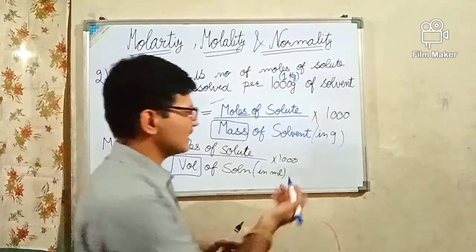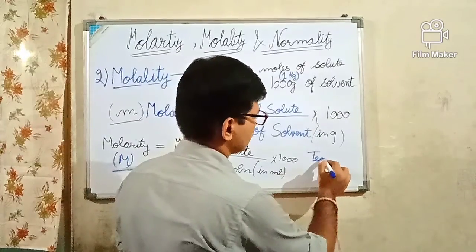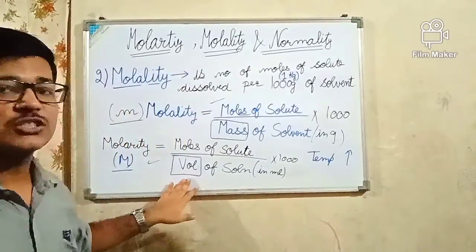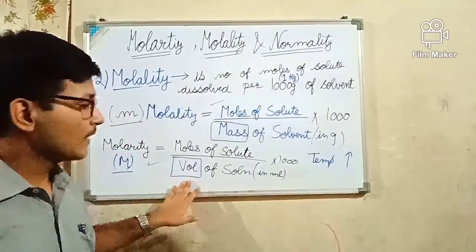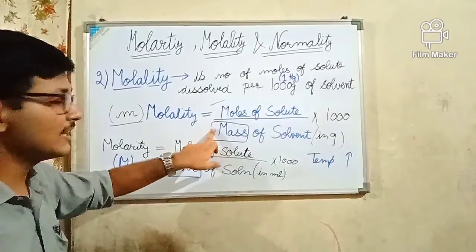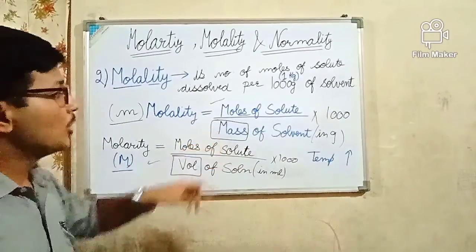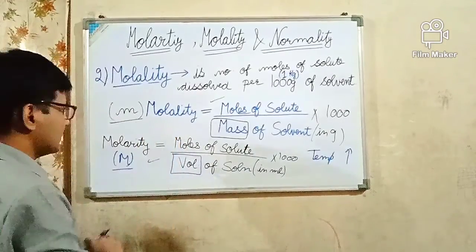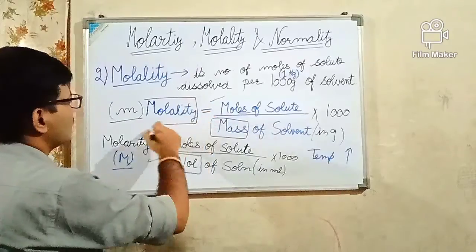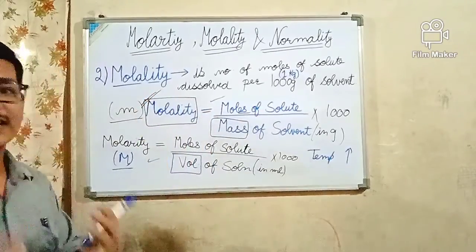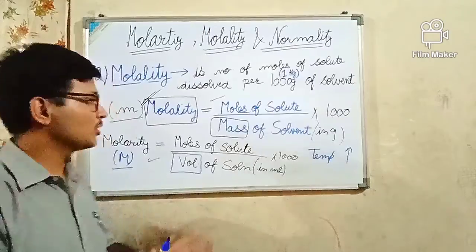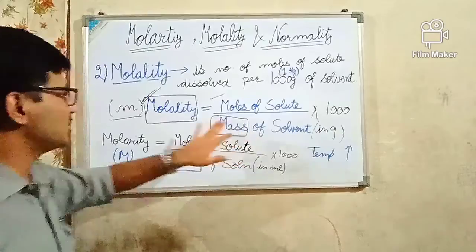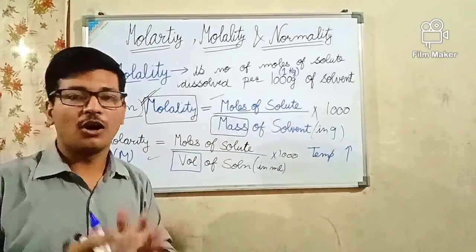As the temperature rises, the volume of the solution changes, but mass does not change. So we can say from this fact that molality is the best method to express the concentration of the solution, because the mass of the solvent will not change. As the denominator will not change, this molality will also not change.